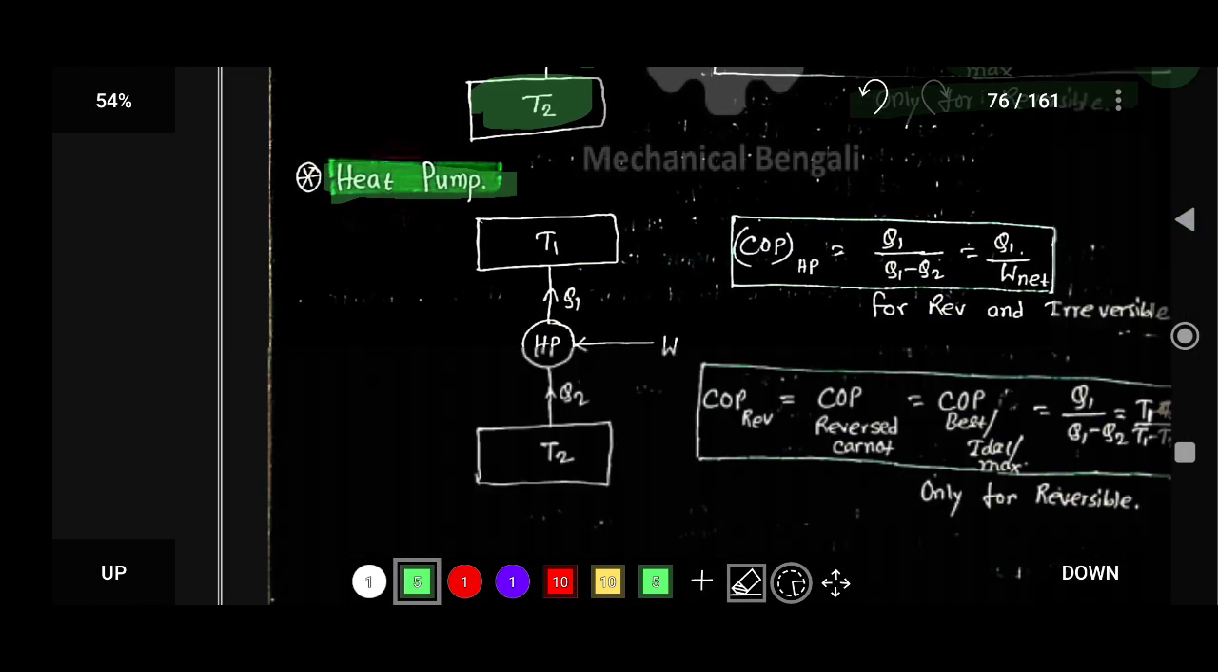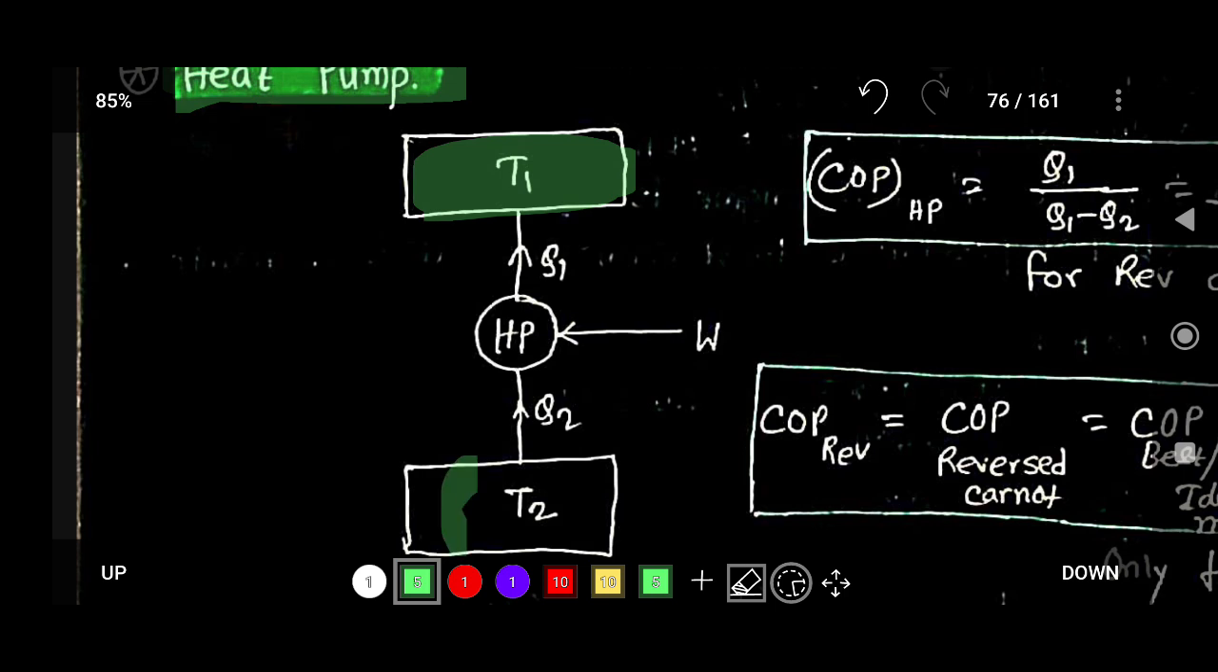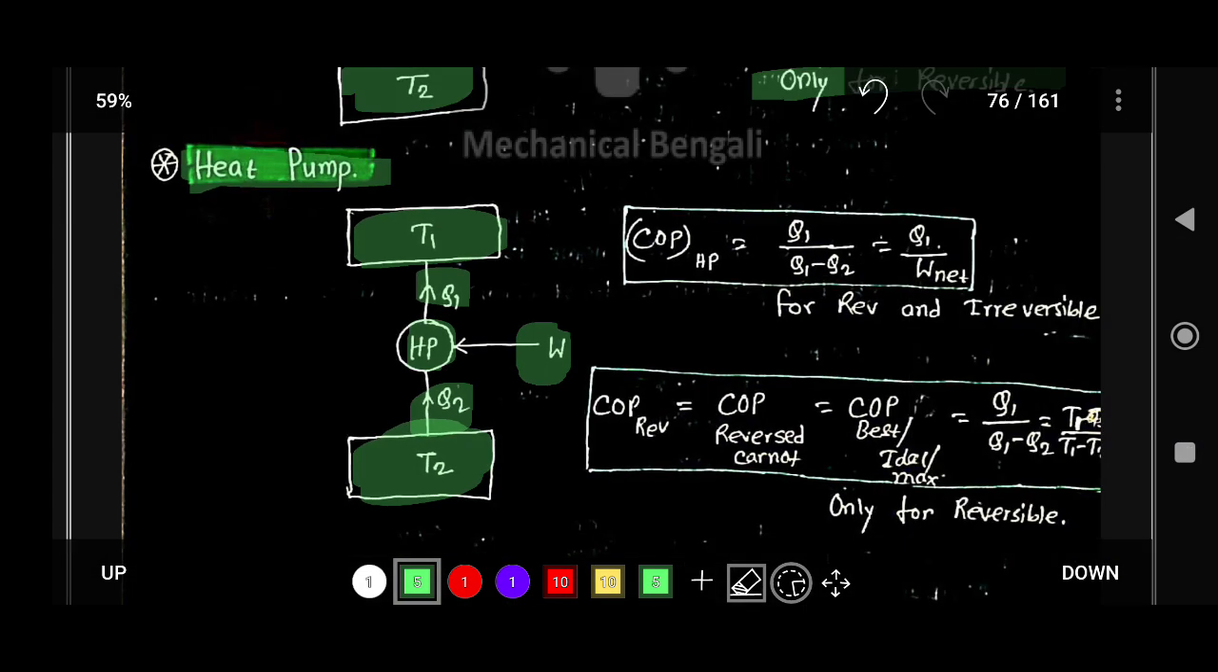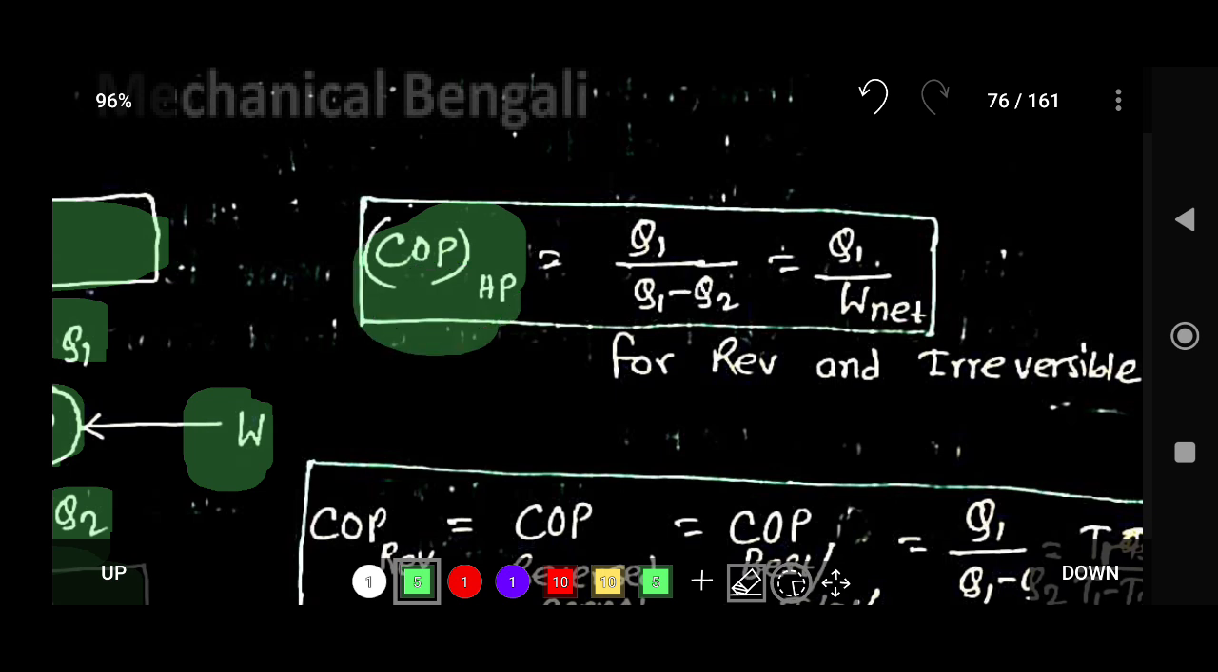Now if you want to focus on the heat pump, there is a higher temperature T1 and a lower temperature T2, and in between there is a heat pump. W amount of work is required to run the heat pump, and it basically supplies heat to our room and absorbs Q2 amount of heat from the outside. So here, if you want to calculate the COP, that is basically the heating effect by the energy input, so Q1 by Q1 minus Q2, so Q1 by W net.